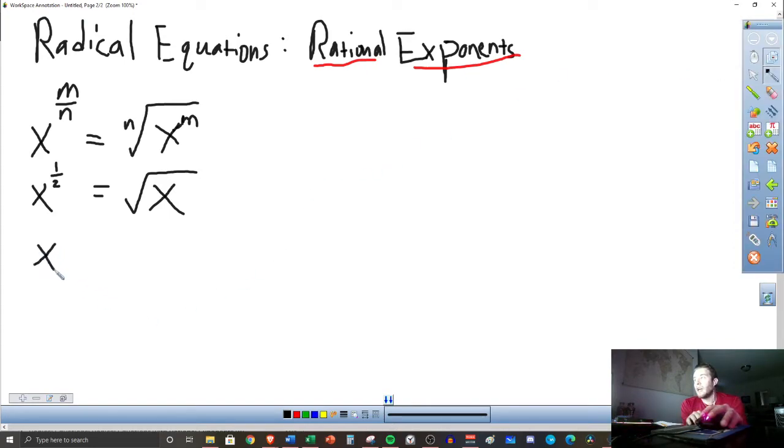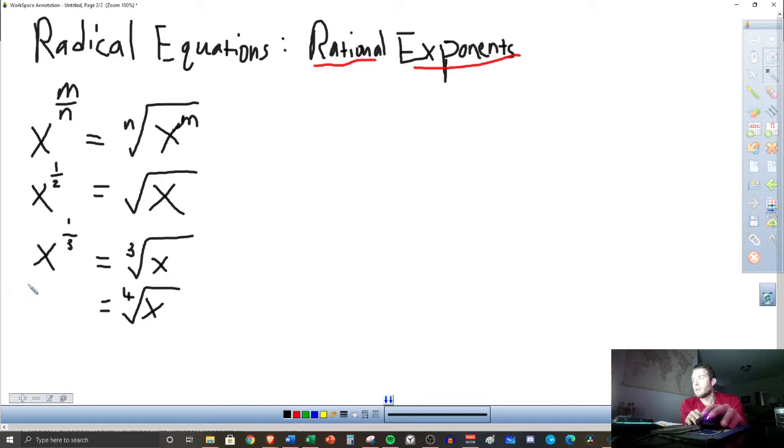So with that in mind, what would a cube root be? Cube root of x should be 1/3, right? Now we're not going to go much further than this, but what is a 4th root? Well, that should be to the 1/4. So those are things to keep in mind, and it would keep going in that same pattern. But this is what we're mainly going to be using, the half roots and 3rd roots, okay?